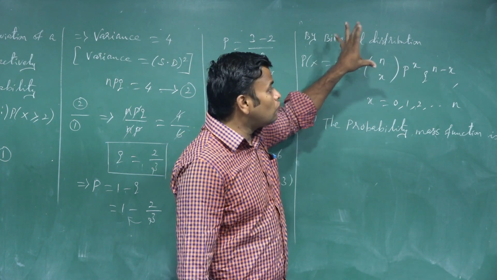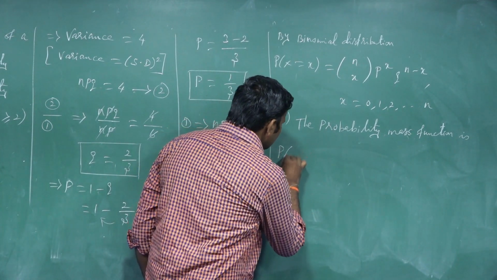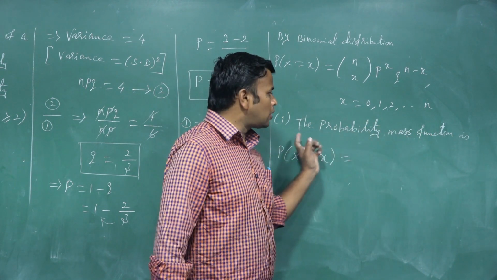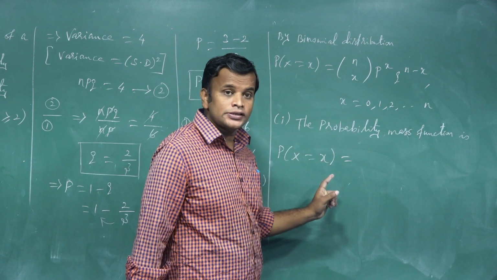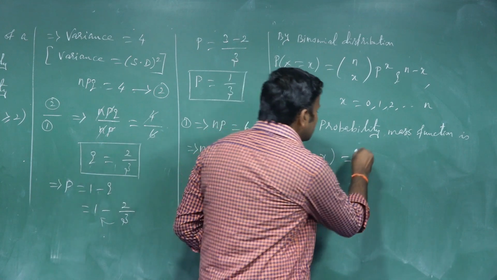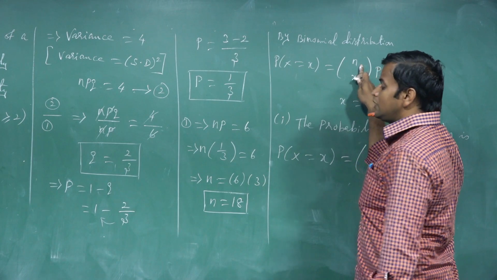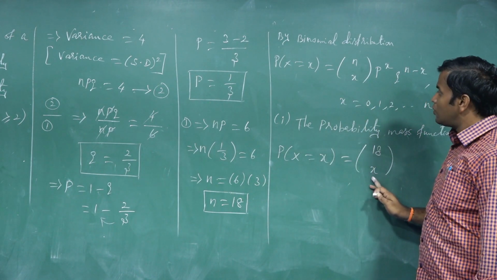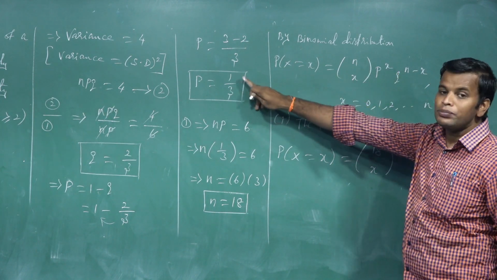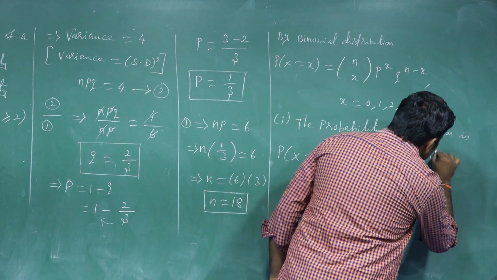We write the known values. So P of X equals small x. We do not have the value of x, it's a general one. The probability mass function P of capital X is equal to small x, nCx, we find the value of n. The value of n is 18. The value of x we do not have, so the value of x is x. The value of p is 1 by 3, so 1 by 3 power x.